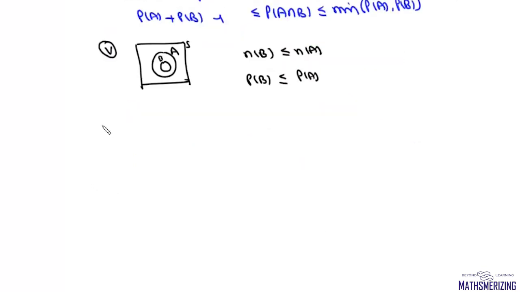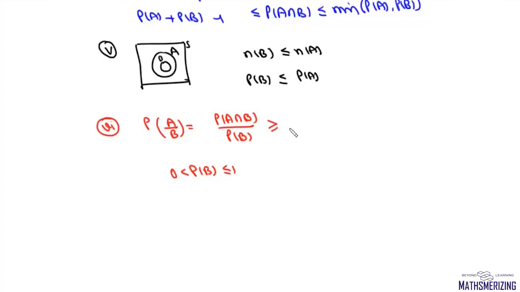Then there can be inequality relationships in conditional probability also. Say for example, probability of A given B. Now we know that probability of A given B is probability of A intersection B upon probability of B. Now we know that in this case, probability of B must be greater than 0 but less than or equal to 1. Now if we divide P(A intersection B) by any number whose value lies between 0 and 1 including 1, that means it will always be greater than or equal to probability of A intersection B.